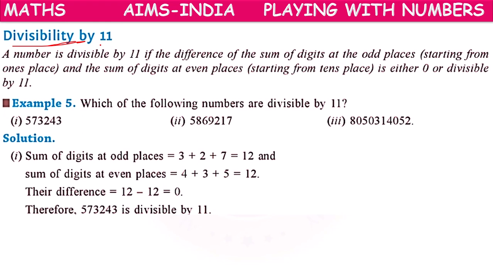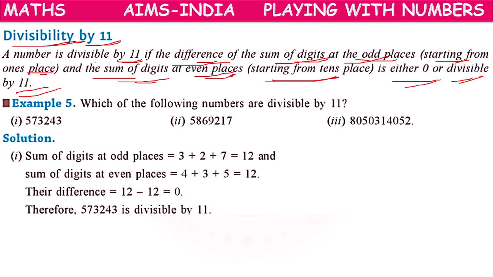Next, divisibility by 11. A number is divisible by 11 if the difference between the sum of digits at the odd places, starting from the ones place, and the sum of digits at the even places, starting from the tens place, is either 0 or divisible by 11.